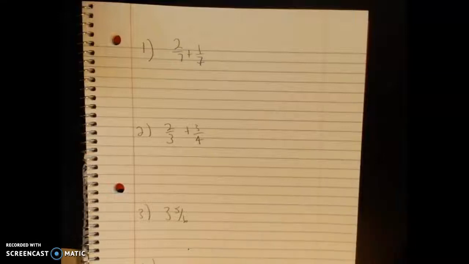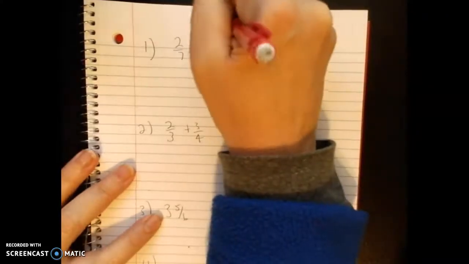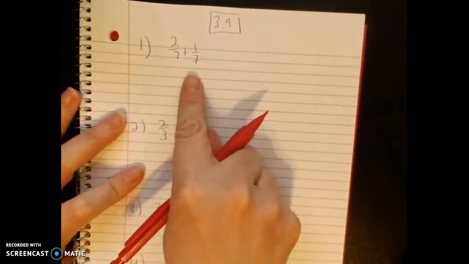Okay, so let's look at some of this book homework, and this is section 3.4. All right, so on the first one, why do we add the way we add?